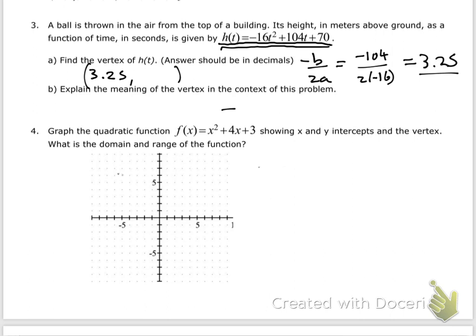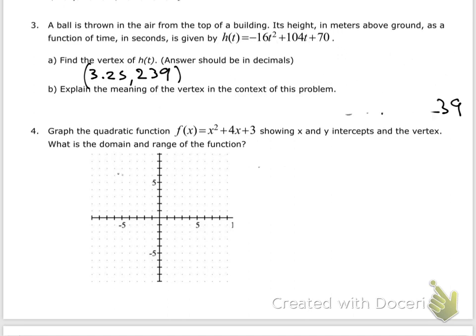Okay, so I've got negative 169 plus, what's 104 times 3.25? 104. That equals 338. I've still got to add the 70. So I put all that in my calculator. And I get 239. So there we go. That is the vertex. Okay?